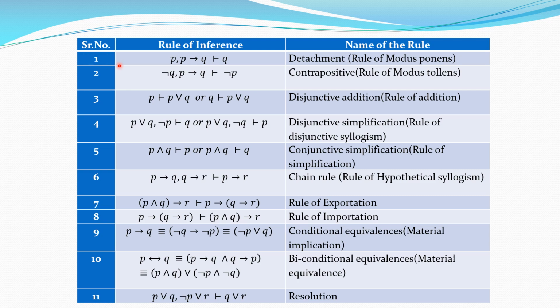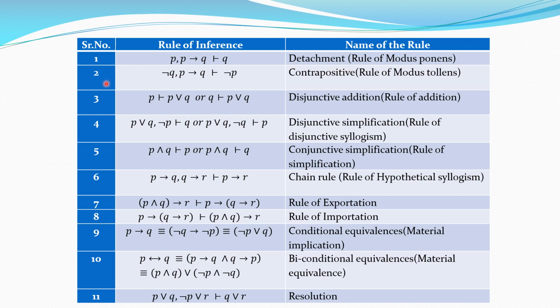So if such a hypothesis or premise is there, then from that hypothesis or premise we definitely get the right side conclusion. Now the first is P, P implies Q yields Q. It means whenever P and P implies Q, these two premises are given to us, then from that Q always follows as a conclusion. So this rule is known as detachment or rule of modus ponens.